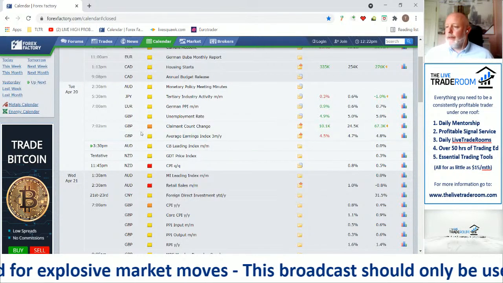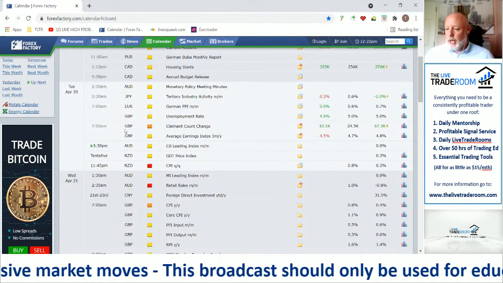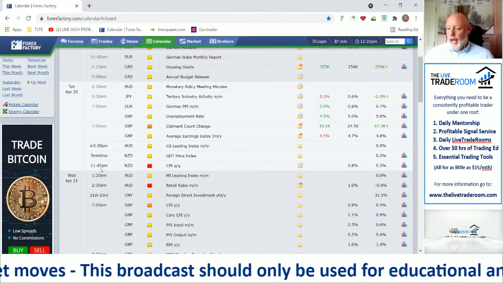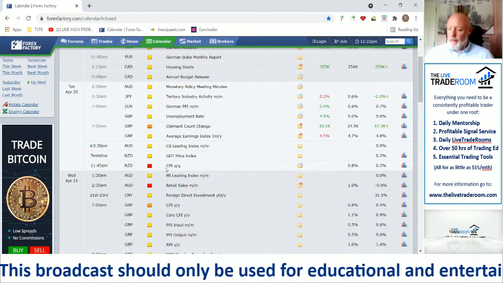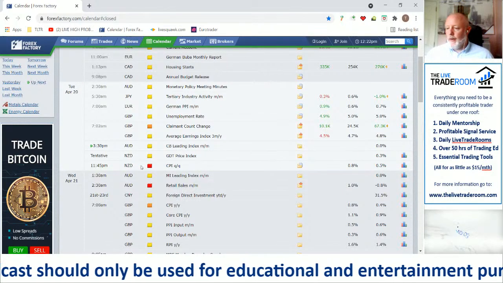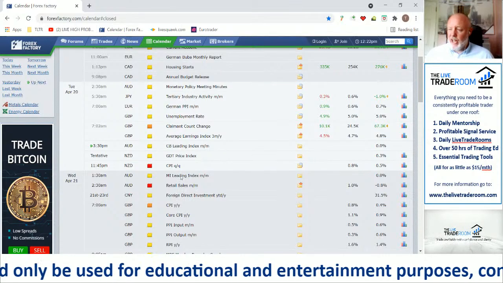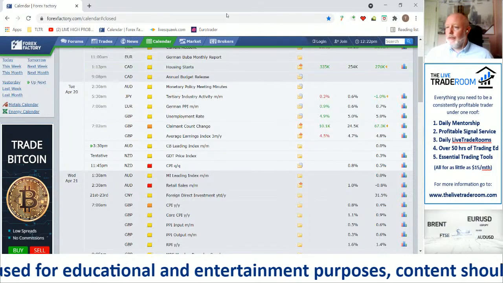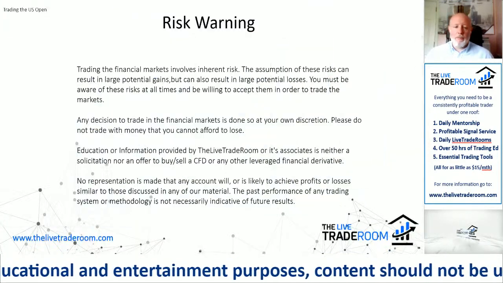We had a positive claimant count change this morning, and anyone trading in the New Zealand dollar, just be mindful there's a quarterly CPI figure out. But as you can see, for the remainder of the afternoon, nothing of any significant importance with these markets.